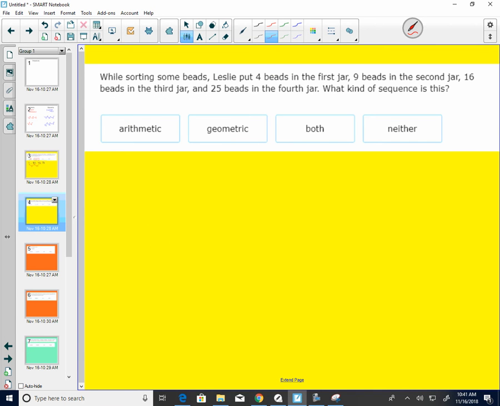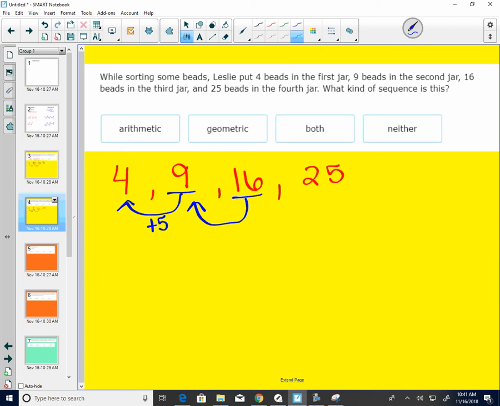Our options are still arithmetic, geometric, or both. Leslie put 4 beads in the first jar, 9 beads in the second jar, 16 in the third, and 25 in the fourth. So if we look, I'm going to start by subtracting. 9 minus 4 is 5, so it means I added 5 to 4 to get to 9. And I'm going to look at 16 minus 9. And so that means I added 7 to get there. Those are not the same, so it cannot be arithmetic.